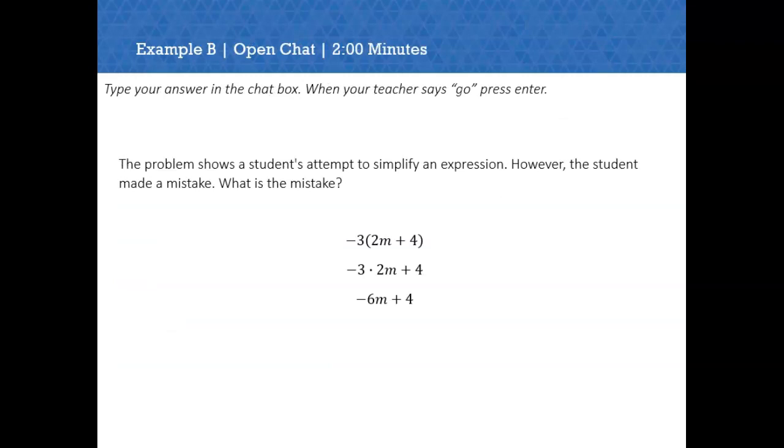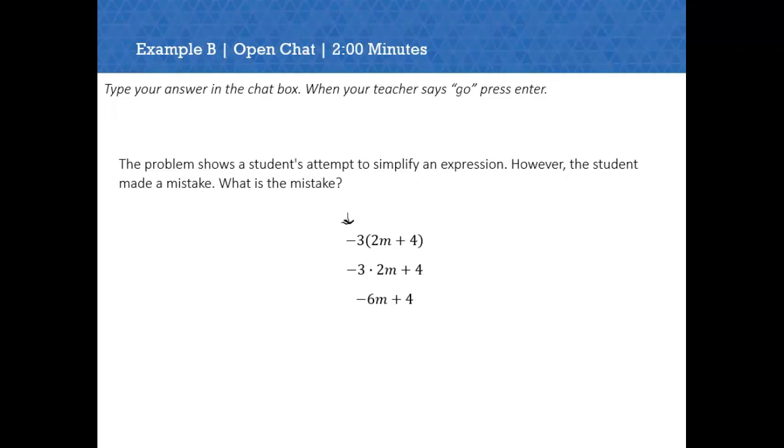The problem shows the student's attempt to simplify an expression. However, the student made a mistake. What is the mistake? So see the minus out here? That is a common mistake. She didn't make it. But this does not mean minus 3.